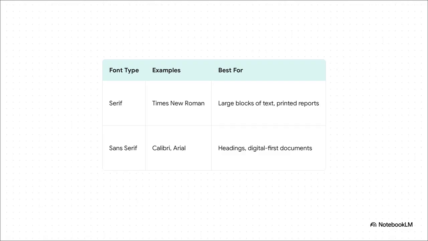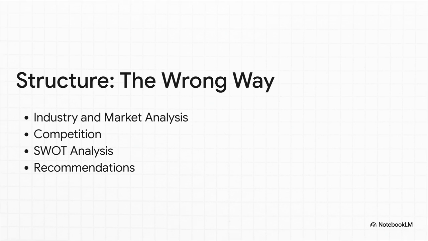So how do we actually put this into practice? It's simple, really. As this table shows, for our WorldCorp report, we're going to use a combination. A nice, readable serif font like Times New Roman for all the body paragraphs, and a clean, sharp sans serif like Arial for our main headings. Best of both worlds.